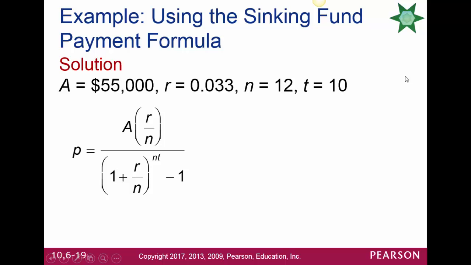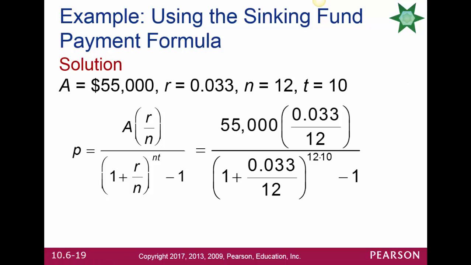So there's the formula for the sinking fund payment. We're going to put in the values that we have for our problem, 55,000, 0.033 interest rate over 12 for the number of payments.